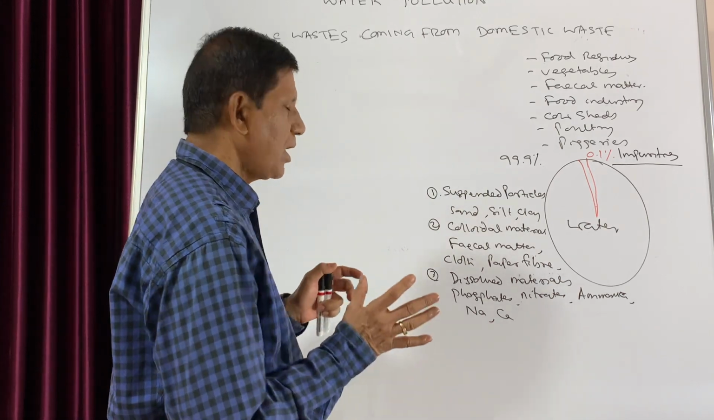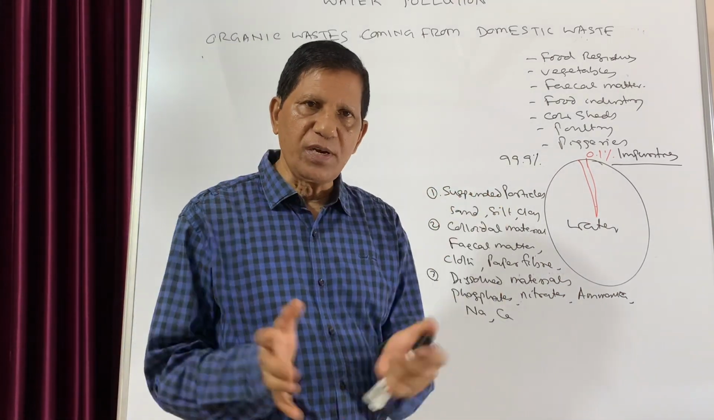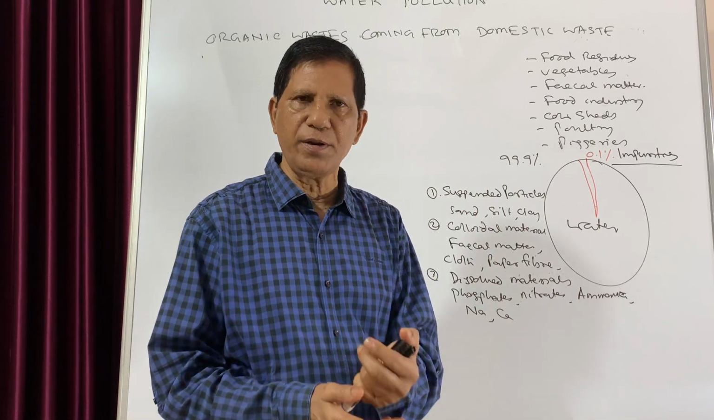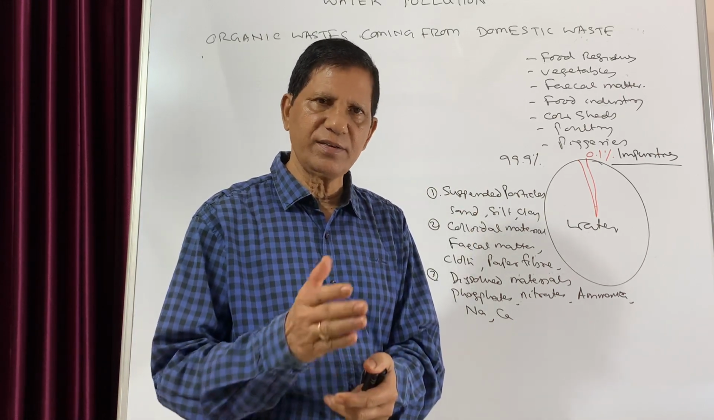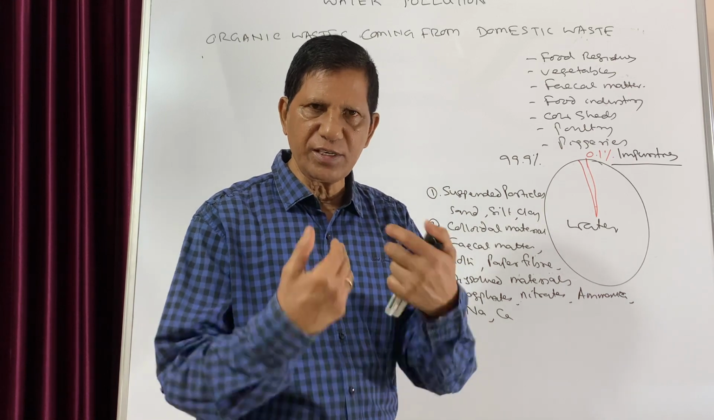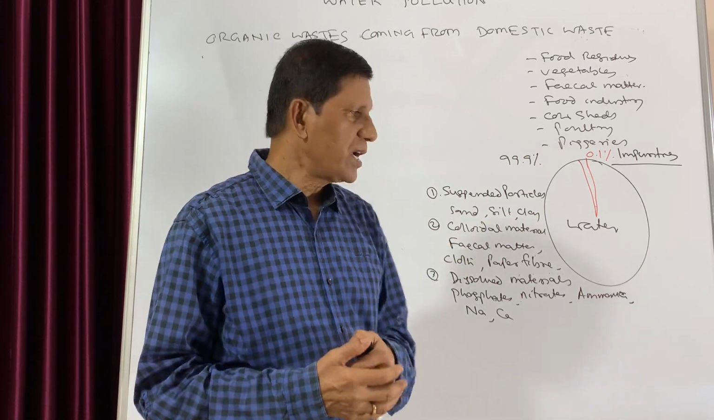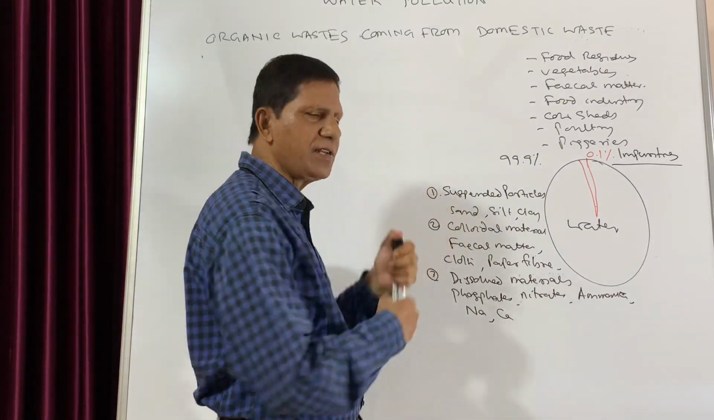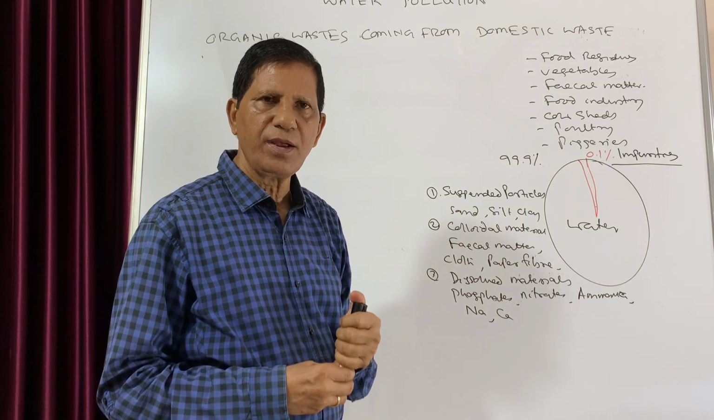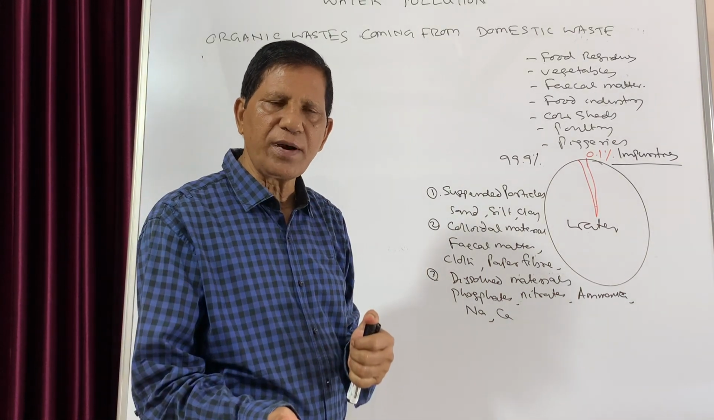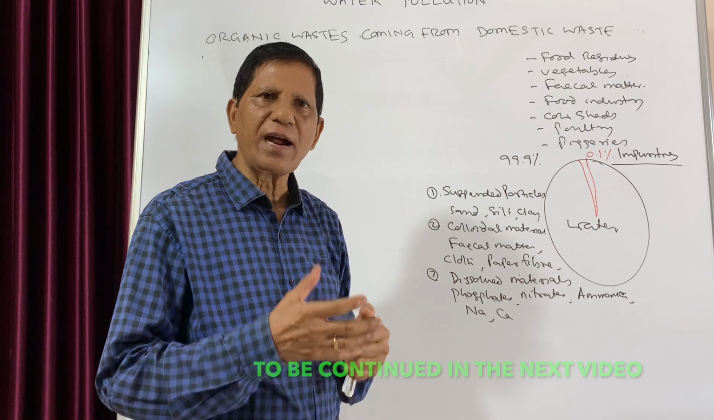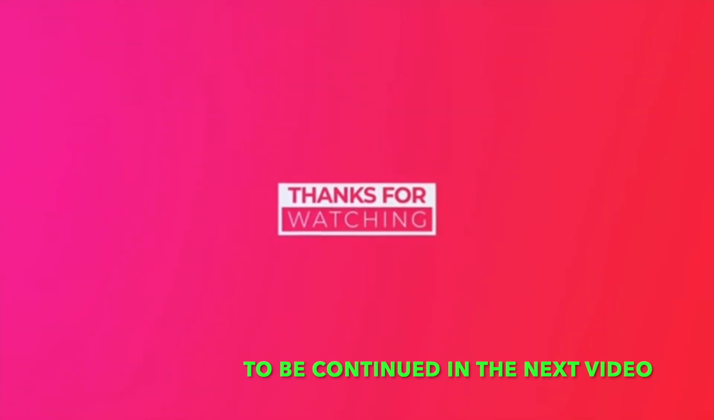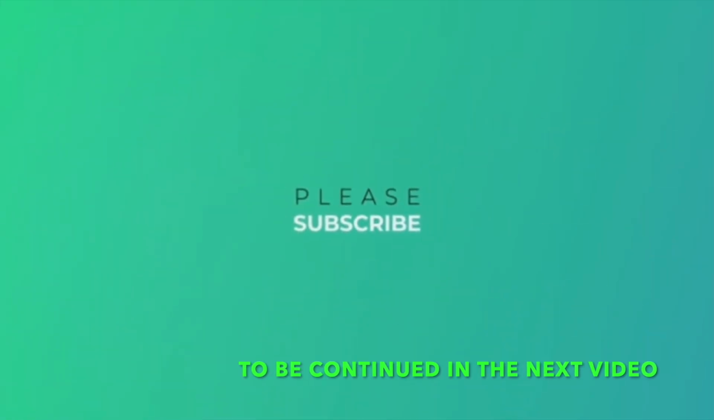So when all this domestic waste is dumped into any water body, maybe pond, lake, stream, river, anywhere it is dumped, what happens? Since the domestic waste contains all these substances which are organic, once it is dumped into the water body, the microbial activity will start.